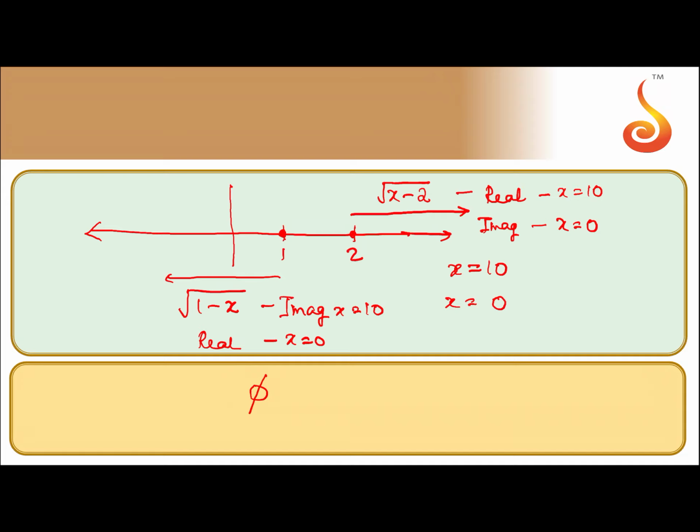So even you can't draw the graph. So no values of x satisfy this function. So domain is also null set. Obviously, range will also be null set.